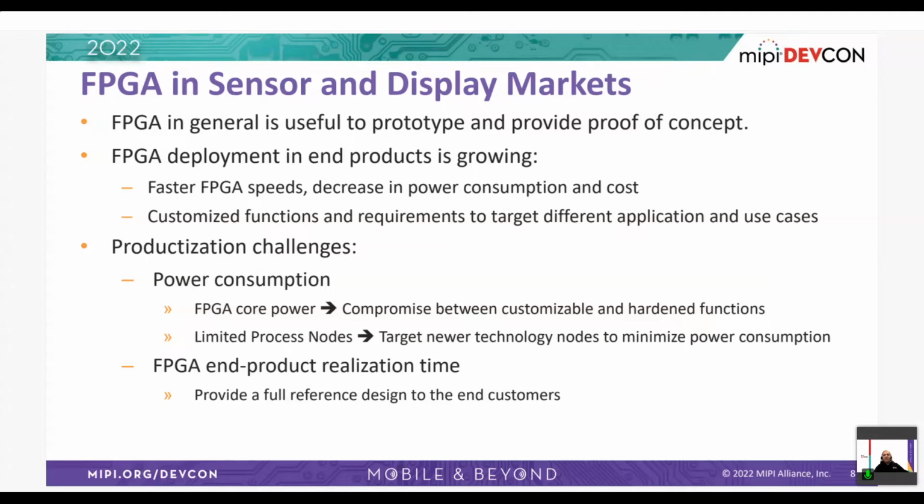The main productization challenges when it comes to FPGA would be the power consumption and the end product realization time. To minimize the power consumption, the developer may balance between the hardened functions and the customizable functions that will be implemented in the FPGA soft core, and probably they will consume more power. Moreover, targeting a newer technology node will help minimize the power consumption. For the end product realization time, the FPGA system developer may provide a reference design to help the end customer develop their own soft core.